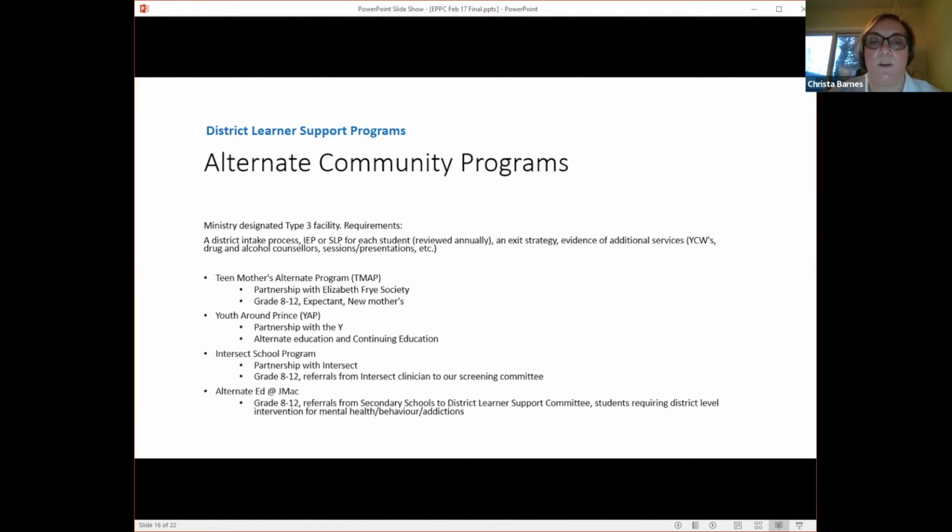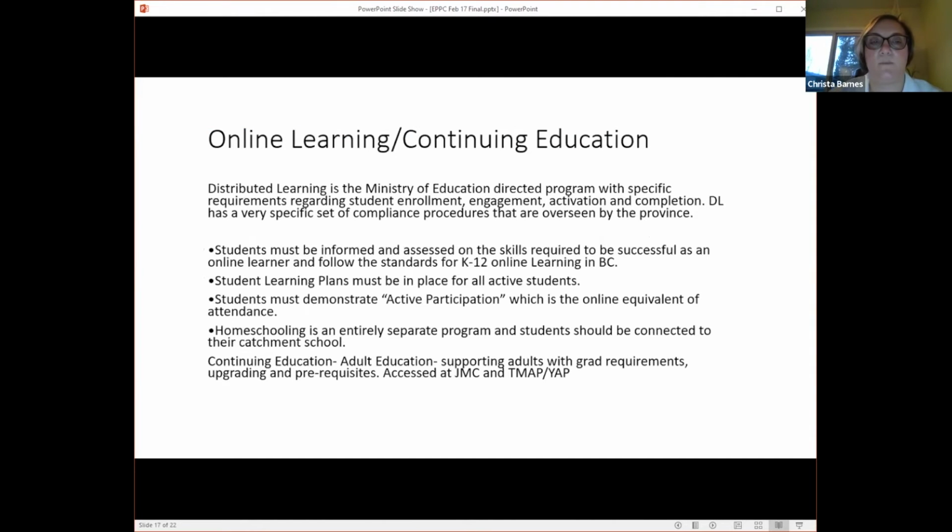So, is it to graduation? Is it back to their school, or is it into community or adulthood? So at the bottom of the slide there, you'll see all the different programs under our alternate community program umbrella. We have our Teen Moms program, our YAP school program that is out of the YAP building downtown, our Intersex school program, and then we have our program at John McGinnis, where we have grades 8s to 12s in those alternate pieces.